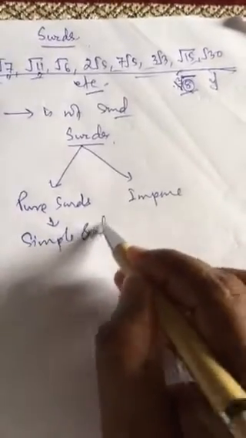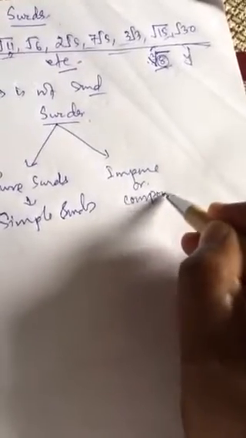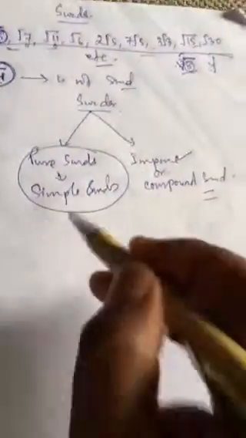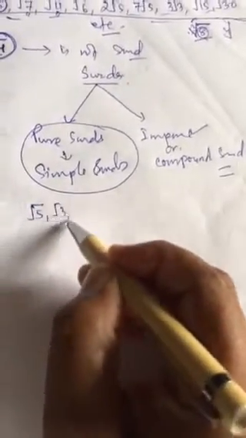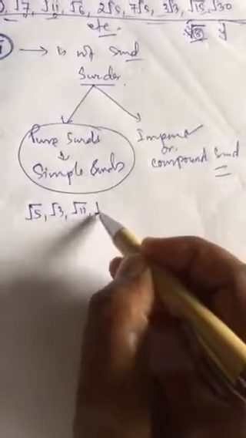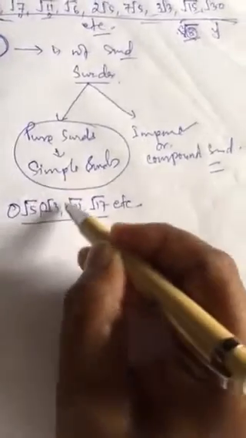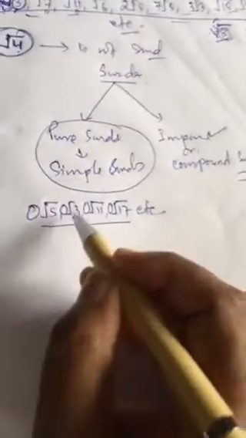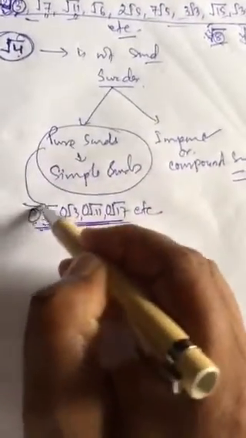Simple. Impure is also known as compound surds. So what do pure surds mean? The surds which have no coefficient, like root 5, root 3, root 11, root 17, etc. In these surds there is no coefficient except 1. So these surds are known as pure surds, that is, simple surds.